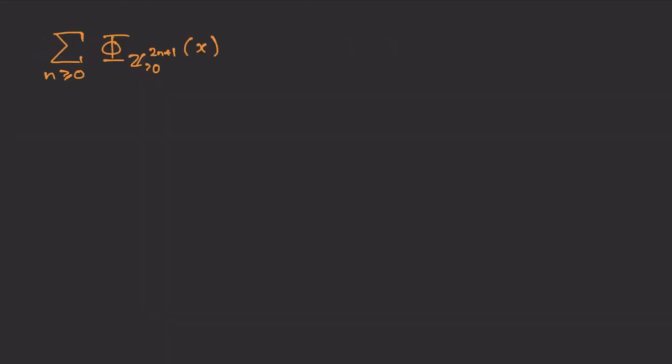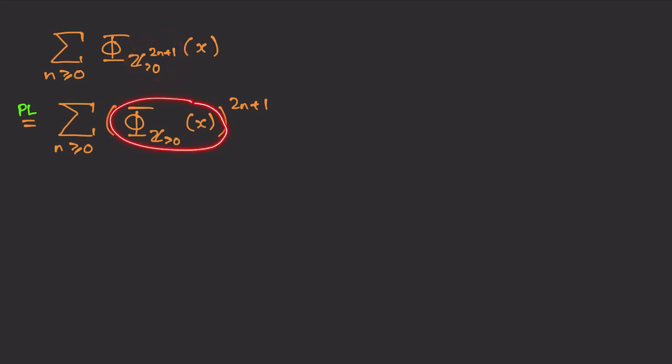And now we have the usual type of calculation. First, we use the product lemma to simplify each of the individual generating series appearing in this infinite sum. For each n, the generating series for the set of positive integers to the power of 2n plus 1 is equal to the generating series for the set of positive integers, to the power of 2n plus 1. This is what the product lemma does. It turns Cartesian products of sets into products of polynomials. And now we do some simplifications.